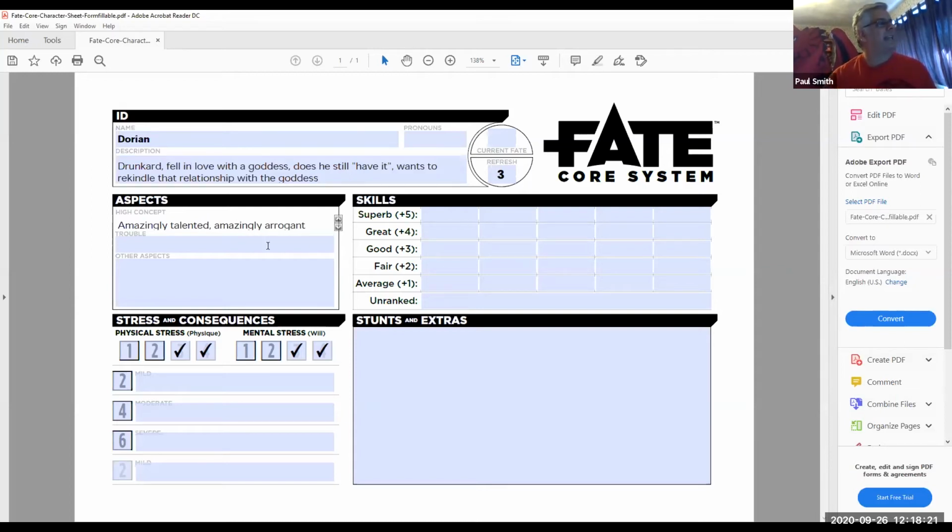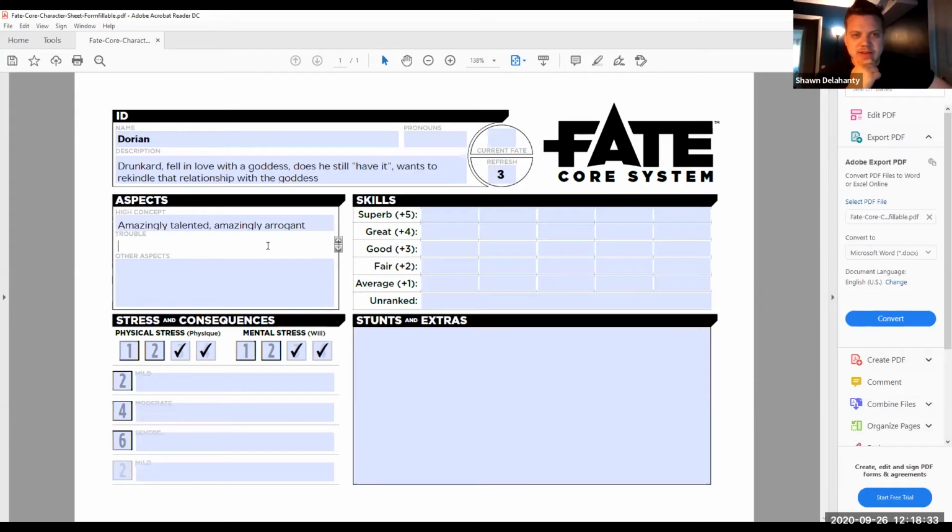What is it that gets Dorian in trouble, or what is that thing he always stumbles over? What is that trouble that he runs into that kind of comes from within him? He doesn't know when to stop. He doesn't know when he's in over his head. I think that's kind of... Oh, okay.